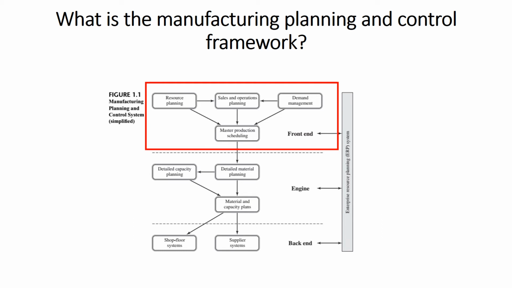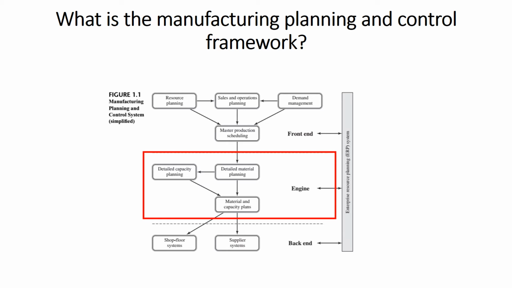The middle third, or engine, in Figure 1.1 encompasses the set of MPC systems for detailed material and capacity planning. The Master Production Schedule feeds directly into the Detailed Material Planning module. Firms with a limited product range can specify rates of production for developing these plans. However, for firms producing a wide variety of products with many parts per product, detailed material planning can involve calculating requirements for thousands of parts and components, using a formal logic called Material Requirements Planning, MRP.